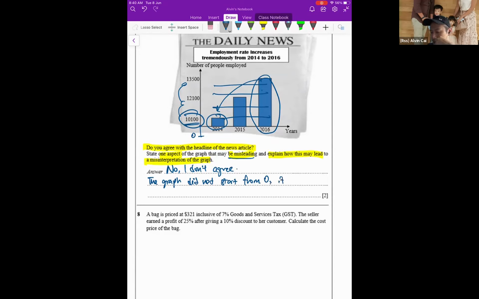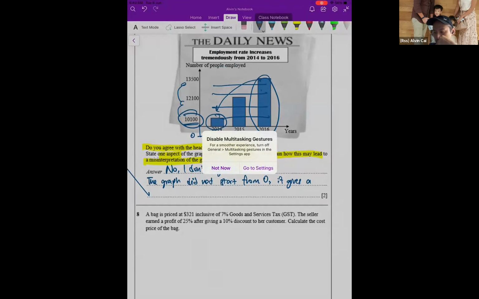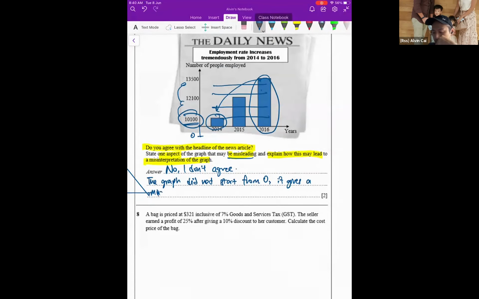Then, of course, it gives a misinterpretation, a misleading representation that the jump in the increase in employment rate is very high. It's very big.